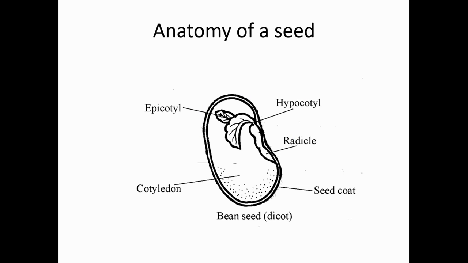Here's the anatomy of a seed. This is a dicot seed, but all seeds have either one leaf inside or two leaves inside. The epicotyl is the stem above the leaf, the hypocotyl is the stem, the radicle is the root, the seed coat is protection for the seed, and the cotyledon is the first leaf. So this part here is actually going to be the first leaf when it pops open. This is going to be the first set of true leaves, so it's a second set of leaves that are inside of the seed.